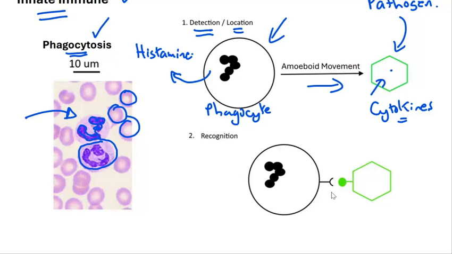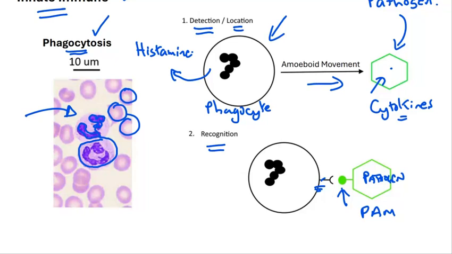And then once the pathogen has been located, the pathogen is recognized. So we have the recognition step in which glycoproteins, cell receptors in the membrane of the phagocyte, are able to detect the presence of pathogen molecules. I think these are called pathogen-associated molecular structures. And so the phagocyte is able to recognize that this is a pathogen, and that will initiate the next step in the phagocytic response.